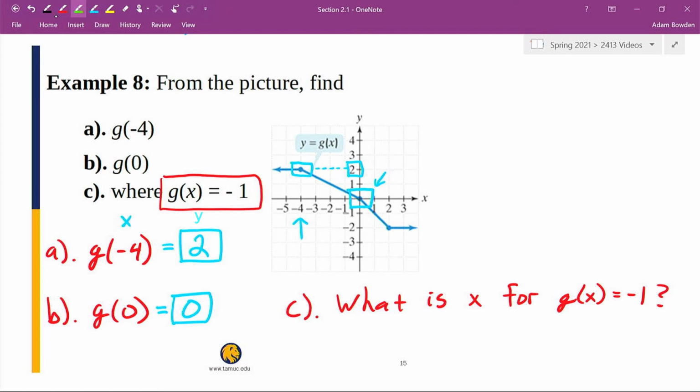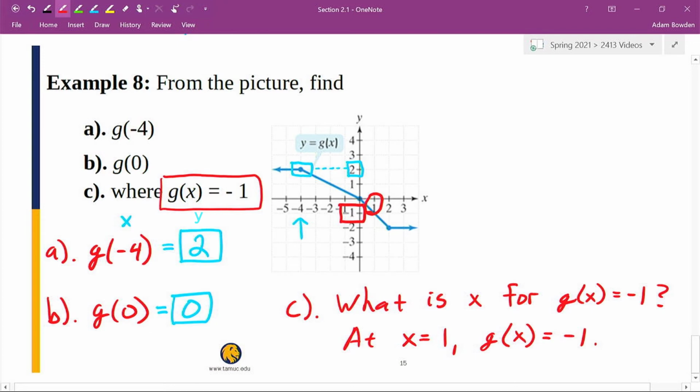So we look at the graph and we see where negative 1 occurs right down here on the y-axis, and we want to locate what is the value of x to make that happen, and that's going to be at positive 1. So the connection here is at x equals positive 1, g of x is equal to negative 1. So that's the answer for this one. We're trying to locate that x value to see where the function is equal to negative 1.